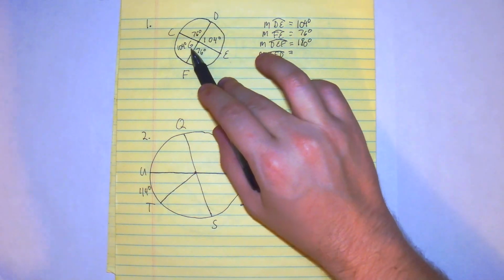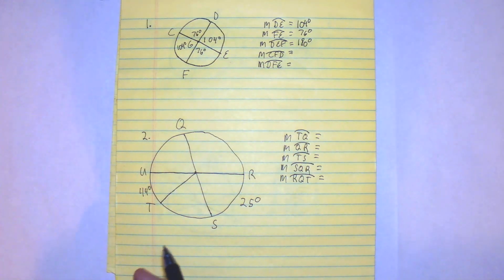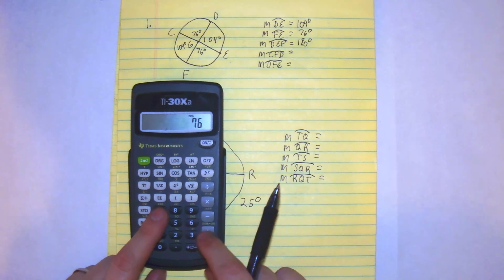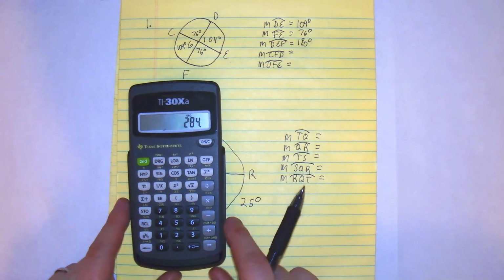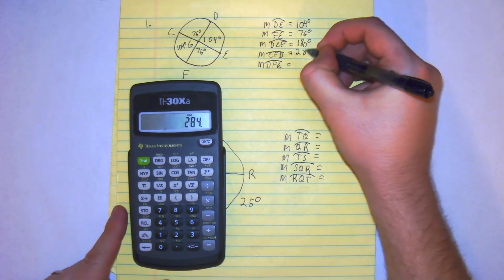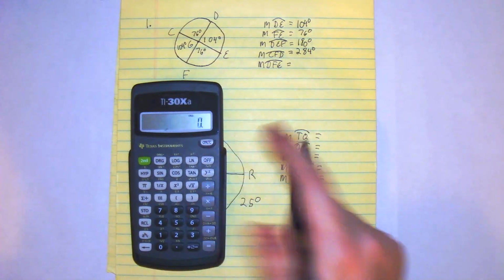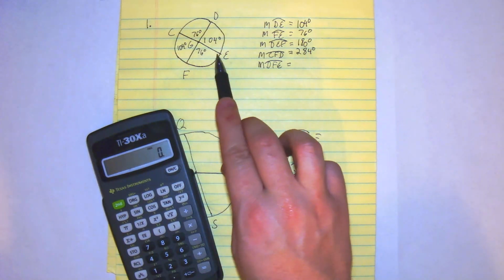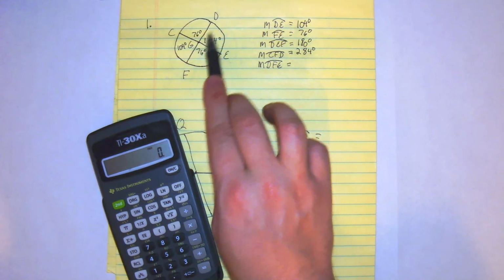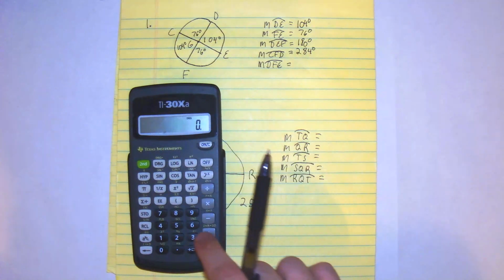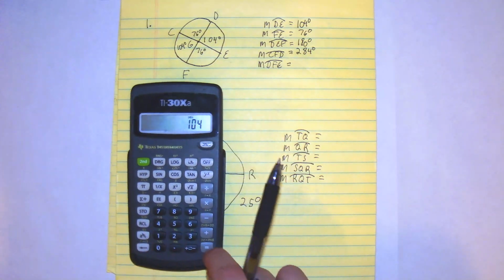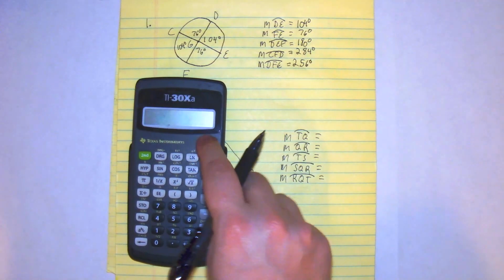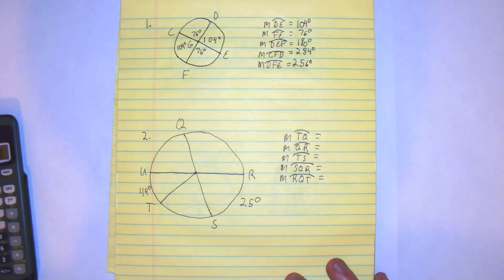We're looking for the measure of CFD. CFD, you would just do 104 plus 76 plus 104. That gets you 284, so that would be 284 degrees. Then we're looking for the measure of DFE. So DFE, the only thing not included is this 104 degrees, so all you can do is 360 minus 104, then you get 256 degrees. And that's how you do number 1.